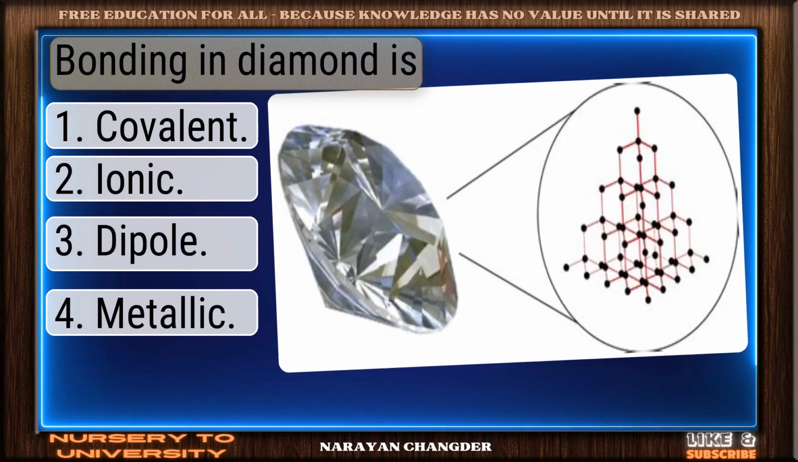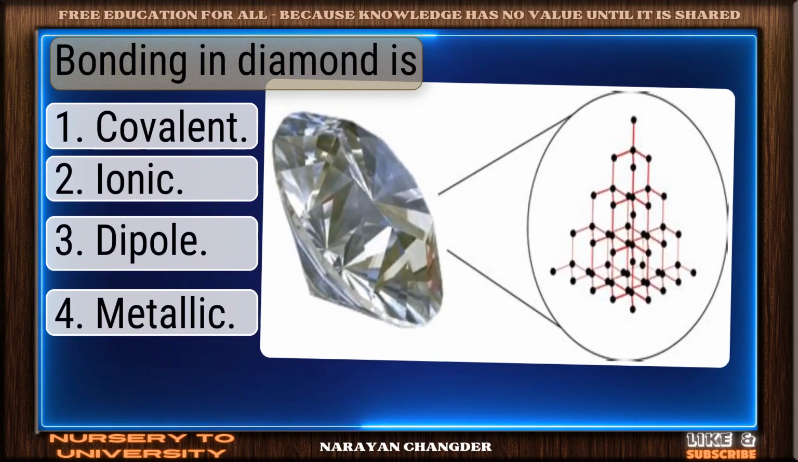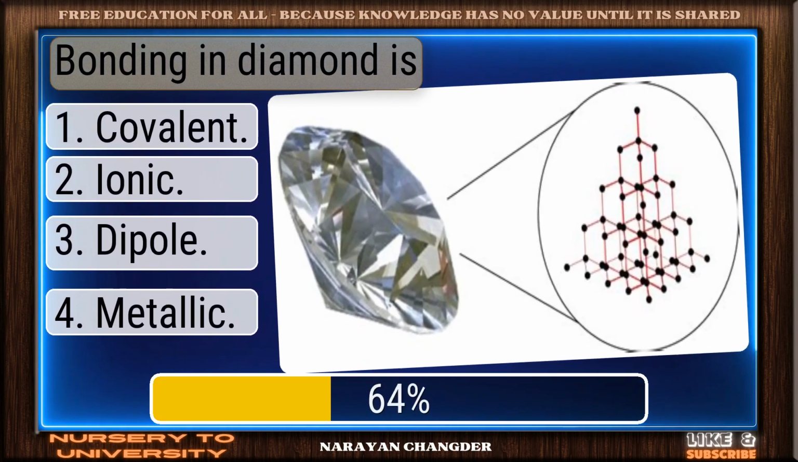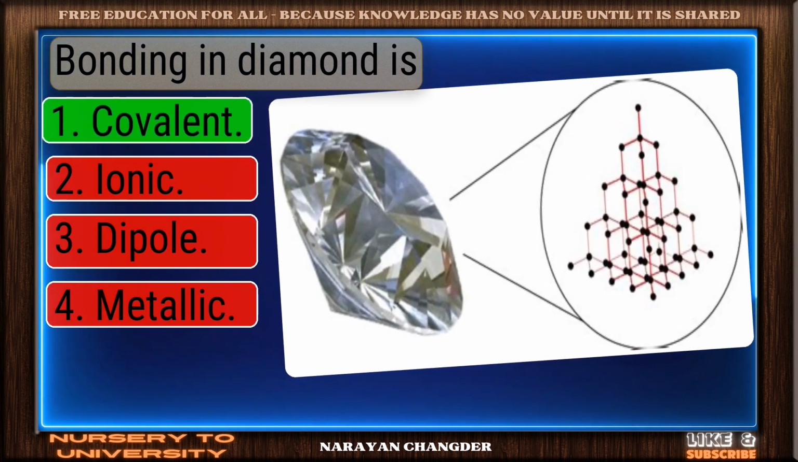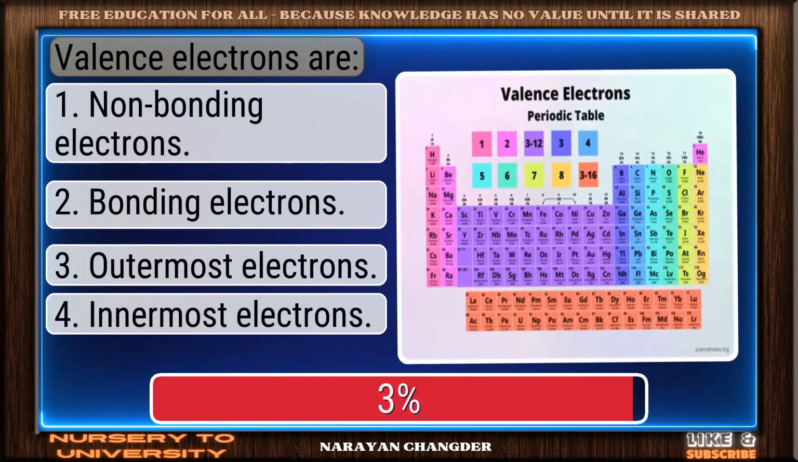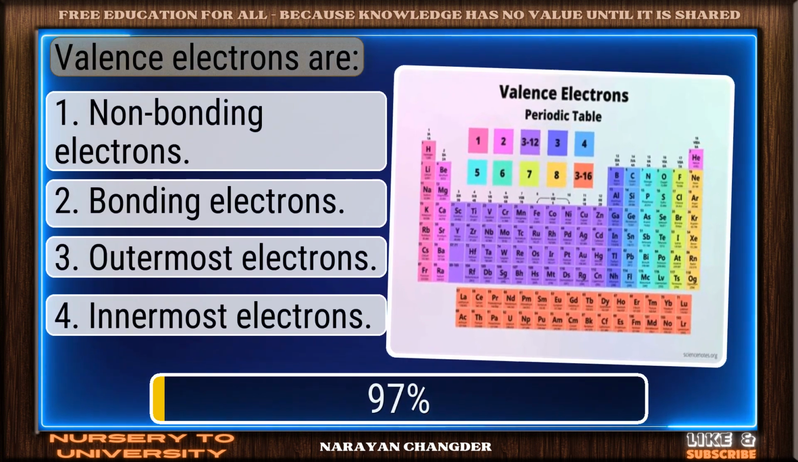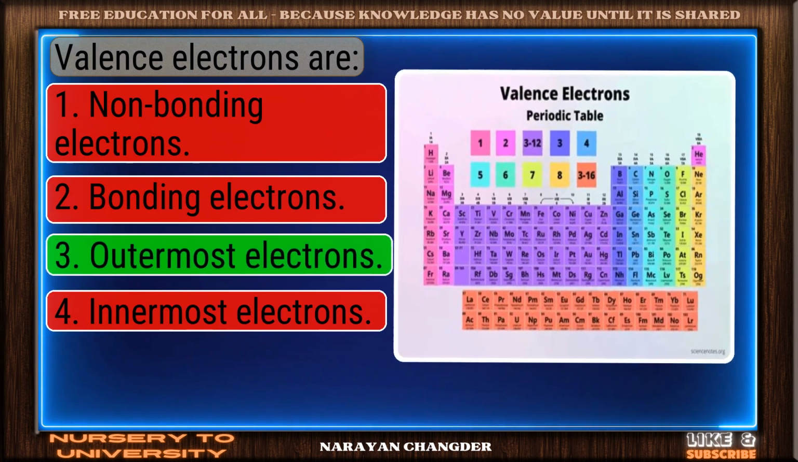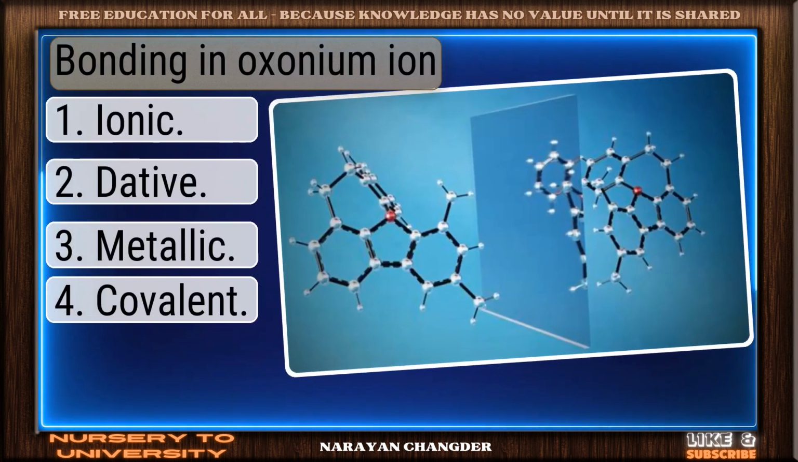Can you solve all these chemical bonding questions? Bonding in diamond is... Nicely done, covalent. Valence electrons are... Clear and correct, outermost electrons. Bonding in oxonium ion?